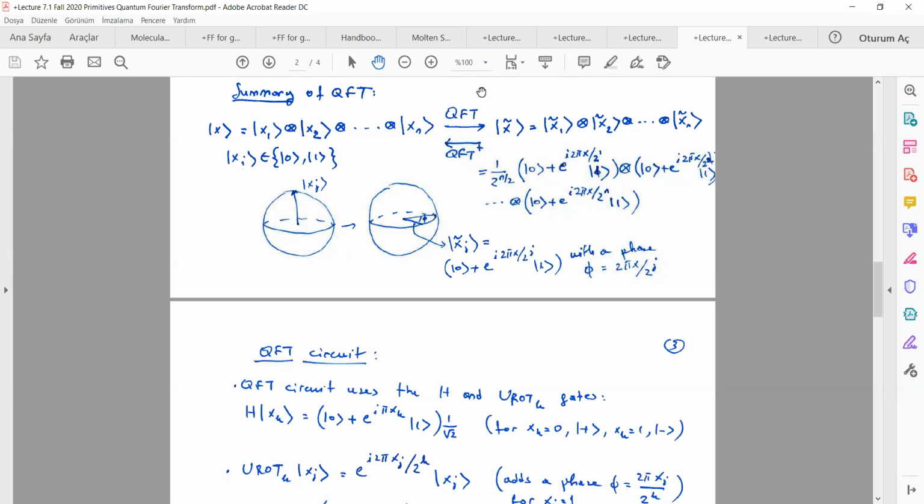So according to this quantum Fourier transform, for each X sub j, this qubit would attain an additional phase of e to the i 2 pi x over 2 to the j in front of the ket 1. So this has a phase of 2 pi x over 2 to the j. This is the phase of this.